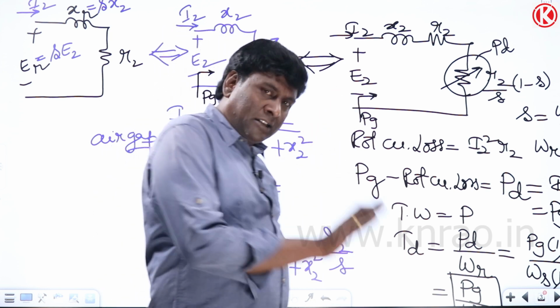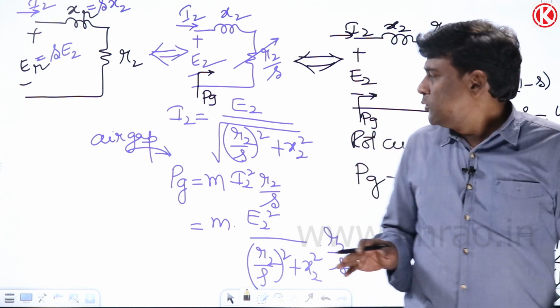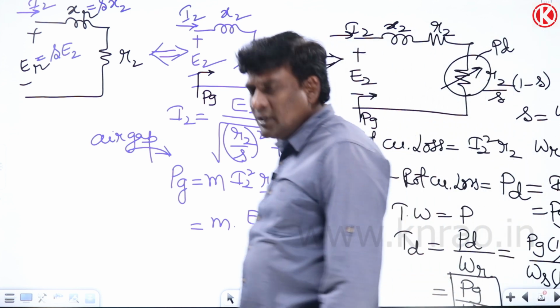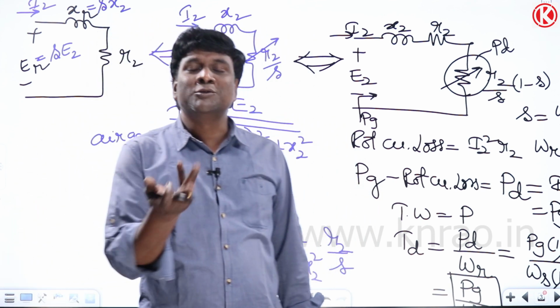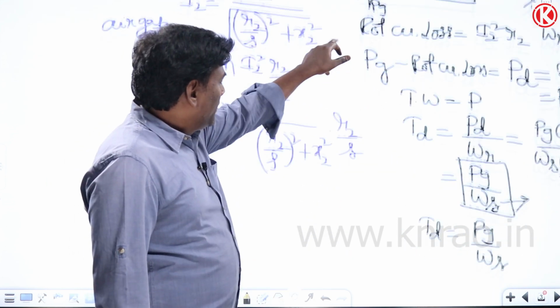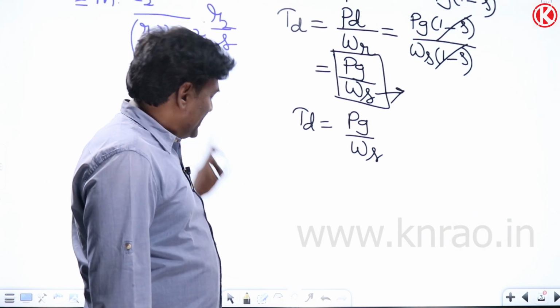So for all further analysis, we are going to consider PG by omega S only, because omega S is constant, such that the denominator is going to be removed. Developed torque is going to be PG by omega S.